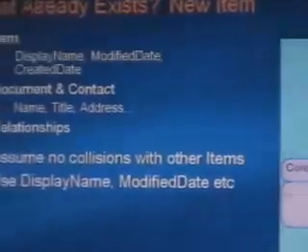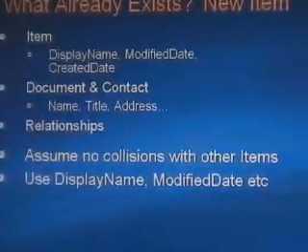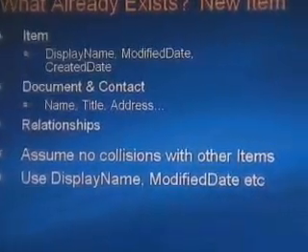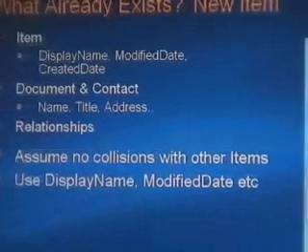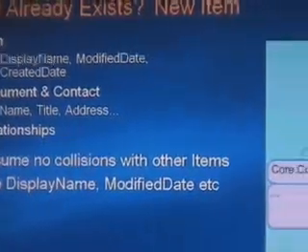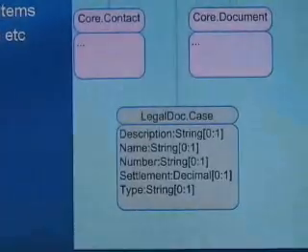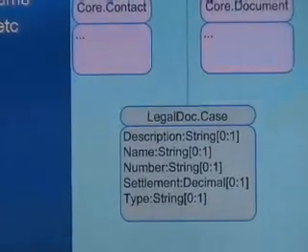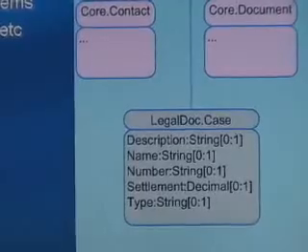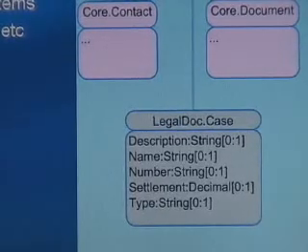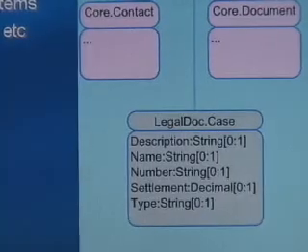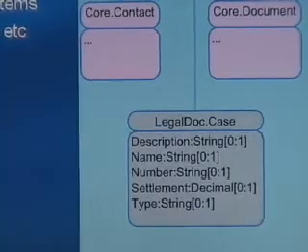So there are some things, however, which just don't quite fit, and in this case, the idea of a case. So this is a legal case, which is peculiar to this particular domain, doesn't really fit with any of the core types, and so what I've done here is I've basically just defined a new item type called legaldoc.case, which is just something completely new so far as the system is concerned. It doesn't actually fit in with any of the existing types.